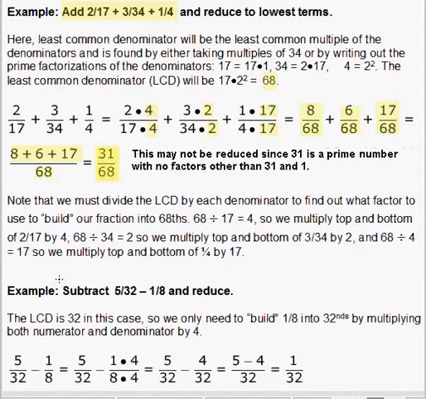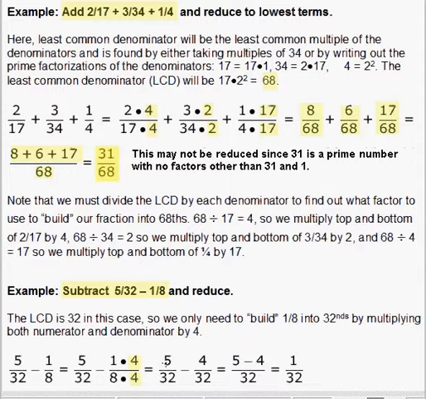Now let's look at a subtraction problem. Subtract 5/32 minus 1/8 and reduce it. The least common denominator here is 32 because 32 is divisible by itself and it's also divisible by 8. So here we only have to build one of the fractions. We have to turn 1/8 into 32nds. Since 8 goes into 32 4 times, we multiply 1/8 by 4 in the bottom and 4 in the top, and that turns 1/8 into 4/32.